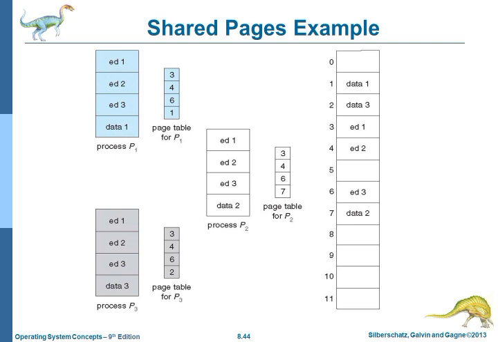Each user's page table maps onto the same physical copy of the editor, but data pages are mapped onto different frames. Thus, to support 40 users, we need only one copy of the editor, 150 KB, plus 40 copies of the 50 KB of data space per user. The total space required is now 2,150 KB instead of 8,000 KB.